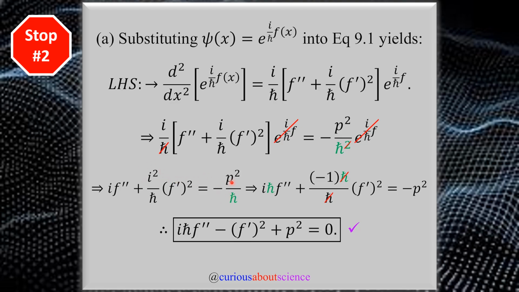But I'm still left with the negative p squared over h bar. So let's go ahead and multiply this h bar over. i h bar f double prime plus now we have a -1 here. h bar and h bar cancel. And we're left with f prime squared, and that's equal to negative p squared. Add that over, and we get the exact equation we want. Now, of course, this is a second order differential equation, linear, all that stuff. We knew it should have been linear because we're dealing with the one-dimensional equation here. And with that, this is where we can use power series to actually solve this equation and find out what this f of x should be to begin with. Let's see how we do that.